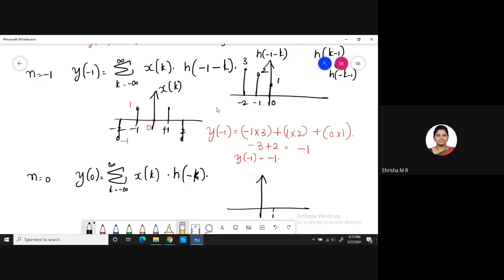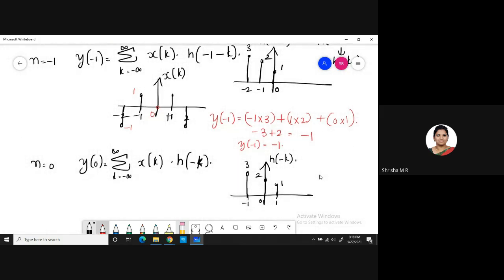So here you have 1, 0, minus 1. With respect to this, I'm telling you shift. Or else you can take the time reversal of h of k, which you have plotted at the beginning. So here you have 3, here you have 2, and here you have 1. This is h of minus k, and you have x of k here. Check the overlapping space. What is the overlapping?